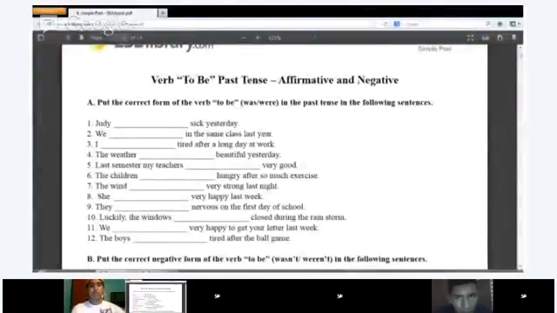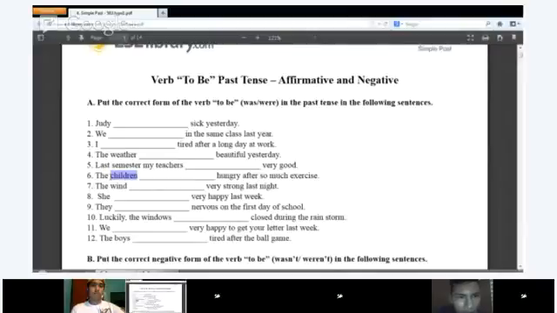Numbers 5 and 6, please. Okay, 5. Last semester, my teachers were very good. The children was hungry after so much exercise. Okay, now let's talk about this. My teachers were very good. Excellent. Okay, now, Jordy, is children plural or is that singular?